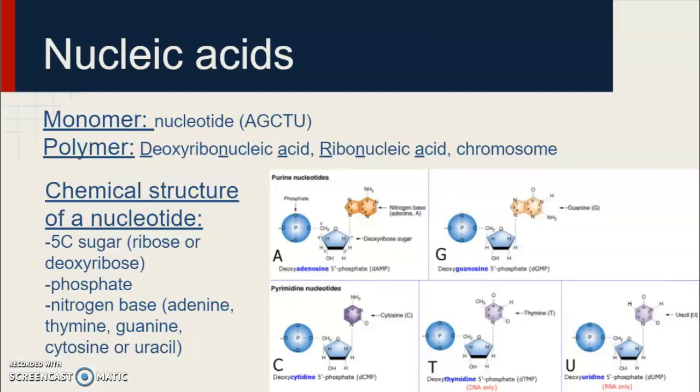All right, next we've got nucleic acids. The monomer here is a nucleotide, and the polymer is going to be DNA, RNA, or also just a chromosome, okay? So what makes up a nucleotide?